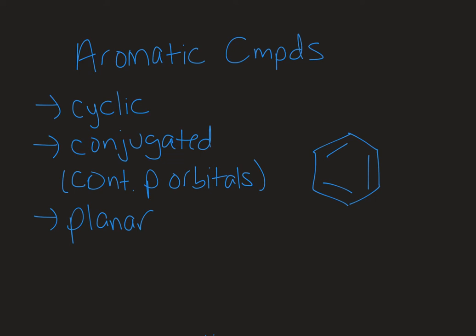So if all of these requirements are met, the thing that will distinguish if something is aromatic or not is the number of electrons in the pi system. There's a simple mathematical formula that we can use to predict aromaticity by observing the number of electrons in the pi system and seeing if it fits that formula. So we'll go to the next page and take a look at that.